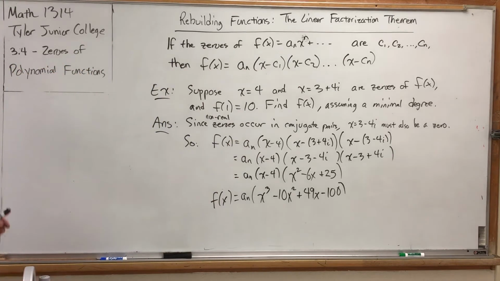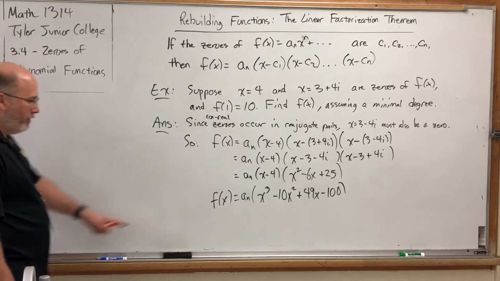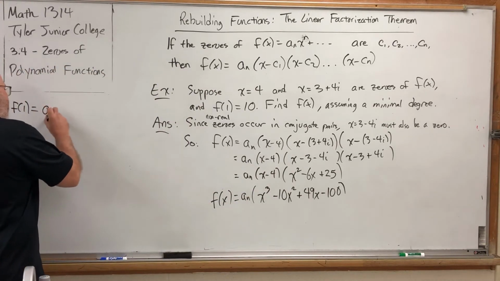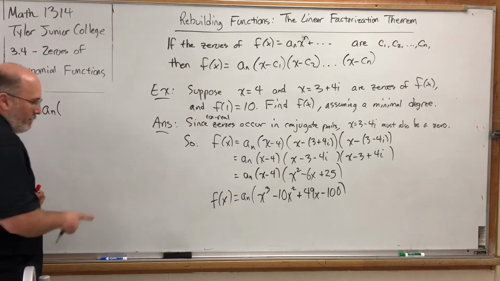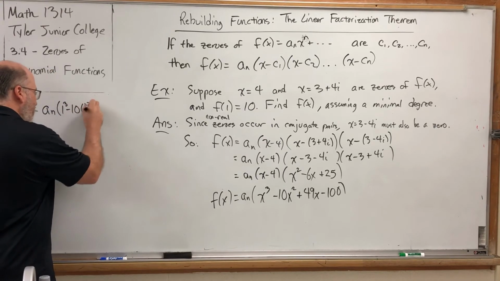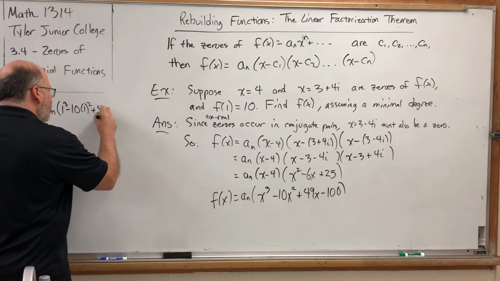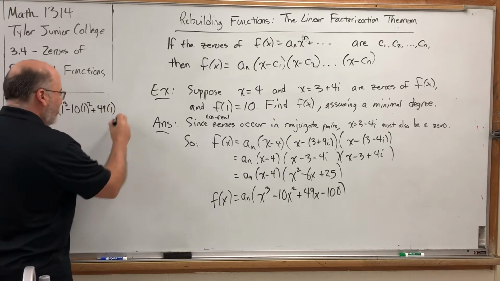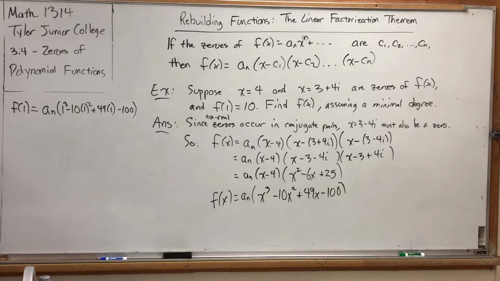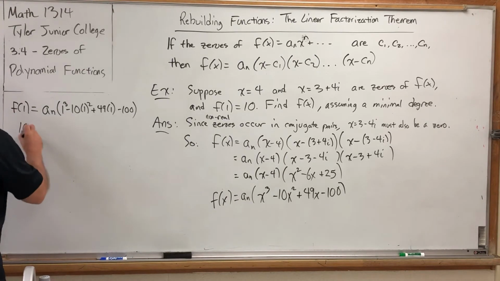So how can I take advantage of that? Well, I know that when I put in 1, I can put it here. So I get some unknown leading coefficient times 1 cubed minus 10 times 1 squared plus 49 times 1 minus 100. But I also know that this is supposed to equal 10. So I have 10 equals all this mess.